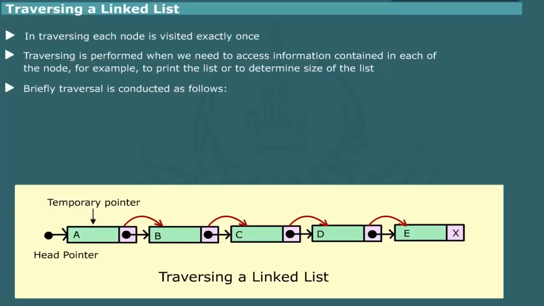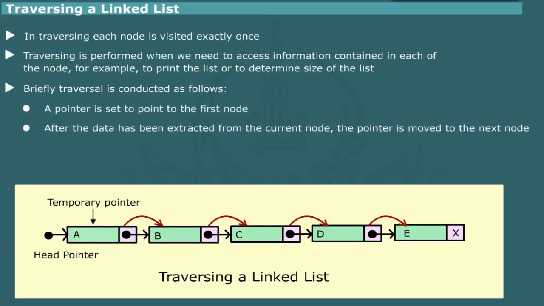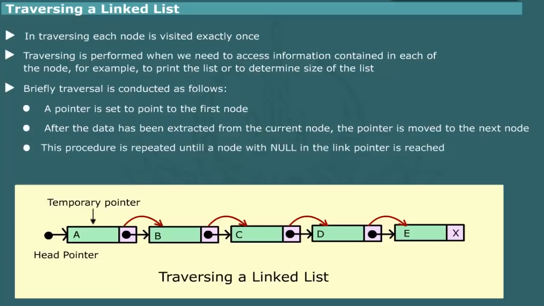procedure. In order to traverse a list, we normally use a pointer, which is initially set to point to the first node. After the first node has been processed, the pointer is set to move to the second node by using the link pointer of the first node. This process is continued until a node is encountered with link pointer containing a null value. We have already seen the use of traversal procedure in performing insertion and deletion.